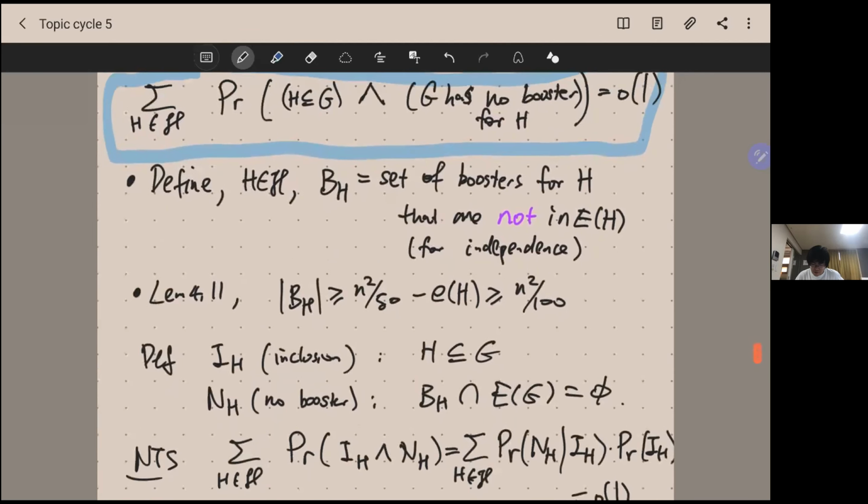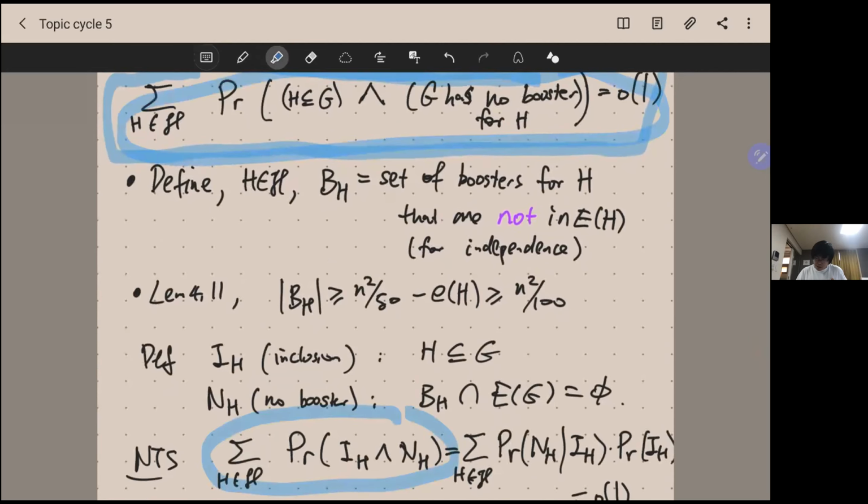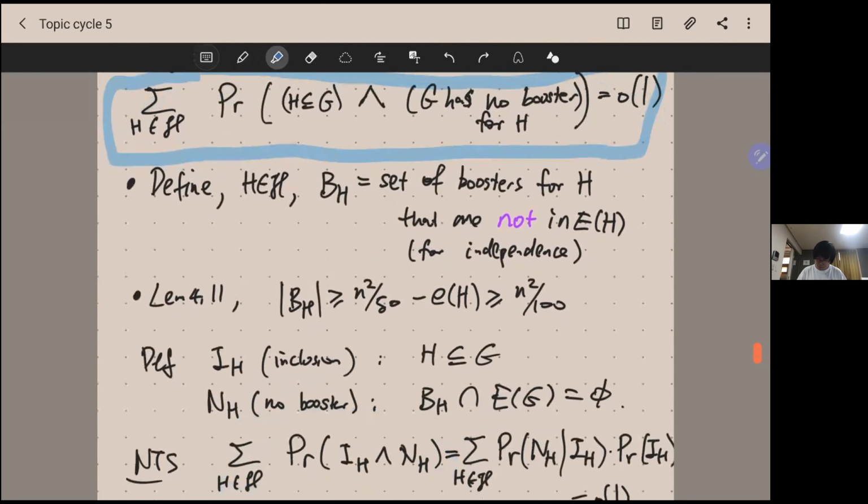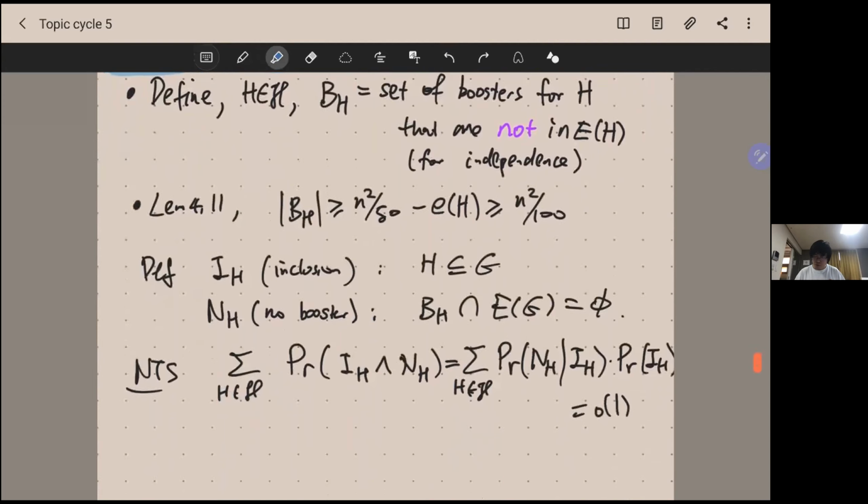So just look at the first line. This one is almost the same, right? Except that this is a subset event, N sub H. We just need B sub H disjoint from E of G. So it suffices to prove this now.